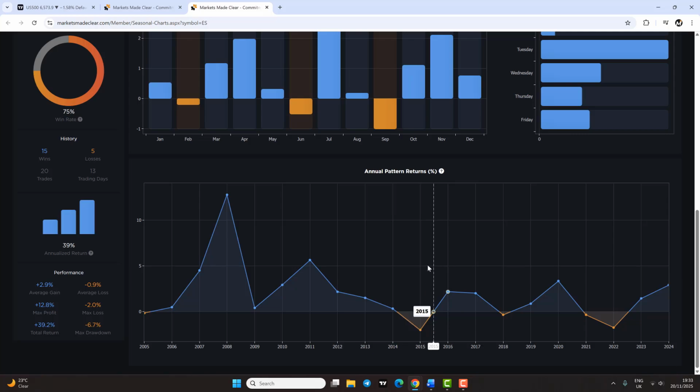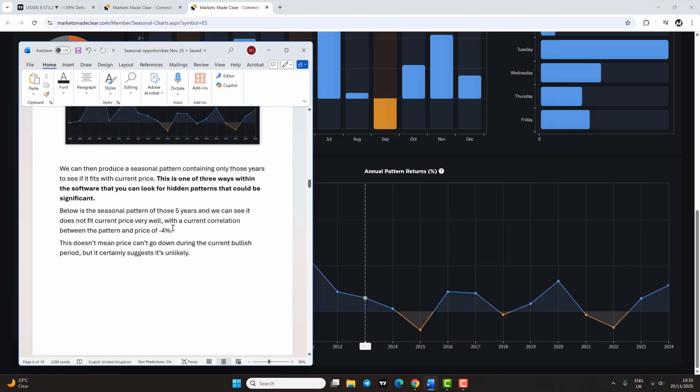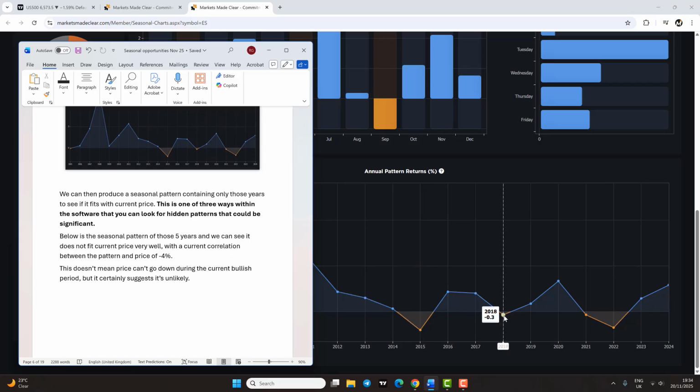Okay, so what we can do from there, and what I've done on the notes, is look at the down years. There have been 15 years where it's followed that pattern, and there have been 5 years where the market has declined. These periods here, the orange, are where we've declined. So it's a bullish pattern. Anything negative in here means that pattern failed in those years.